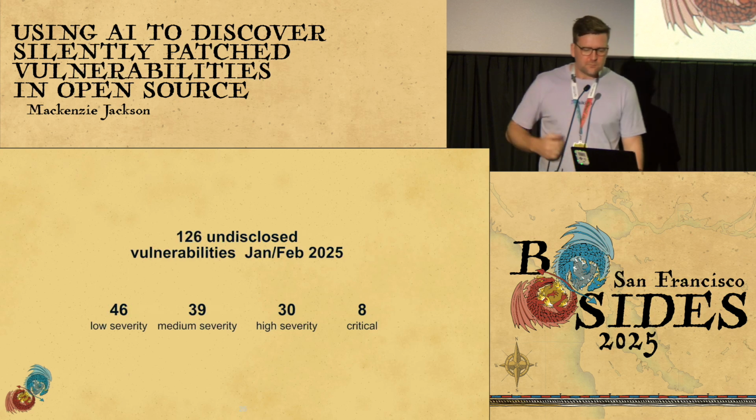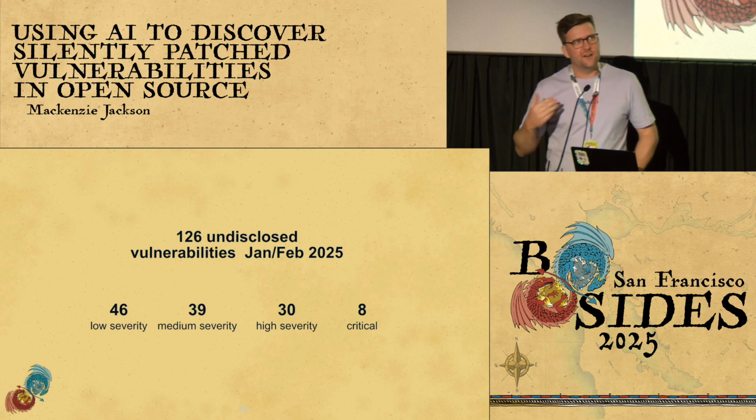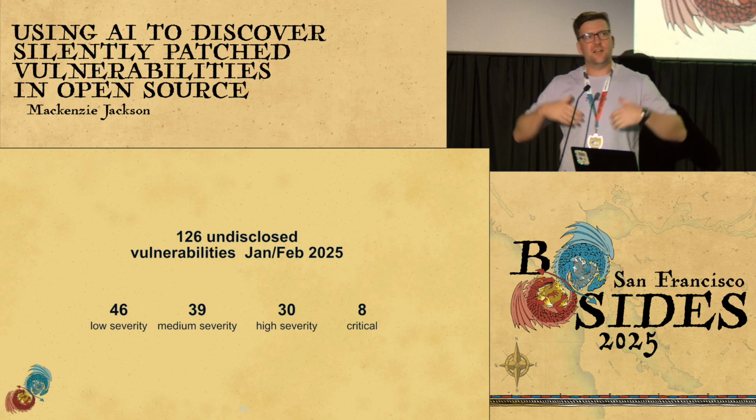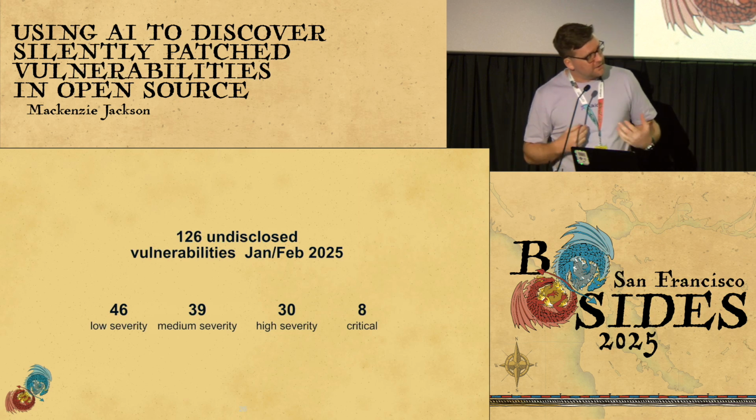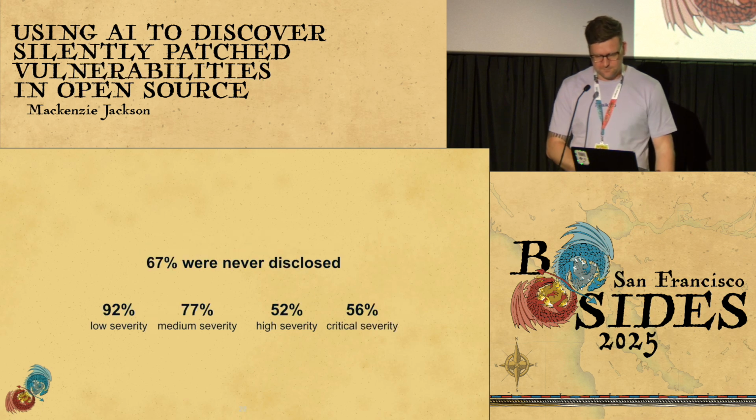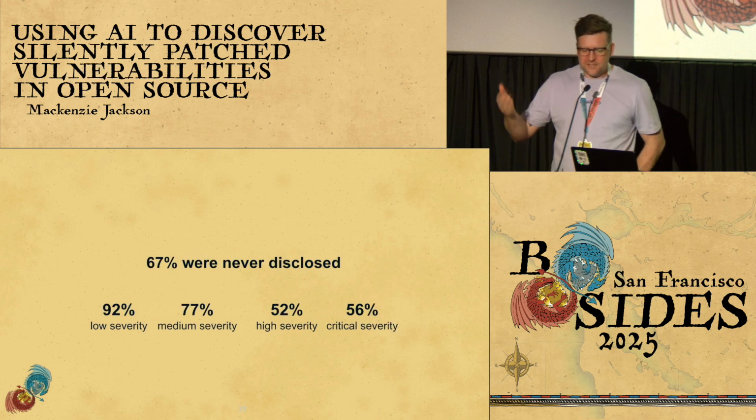This year, just in January and February, we found 126. So this is actually increasing. This is partly because our model's performance is getting better, and partly because, well, the world's kind of chaotic. But we've also found a lot more high severity and critical vulnerabilities from here. This is the part that really scared me.